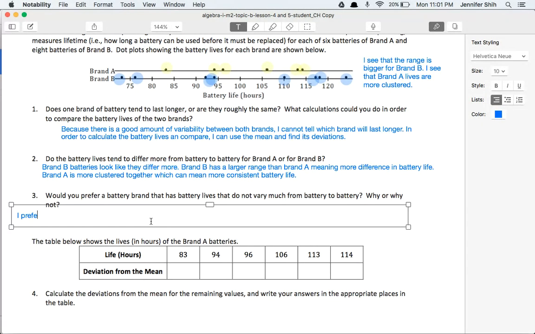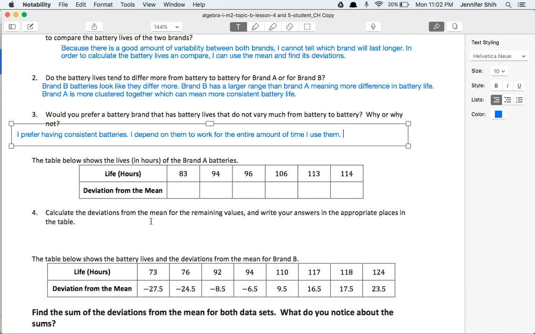Well, I prefer having consistent batteries. And I depend on them to work for the entire amount of time I use them. Which doesn't really make sense, but it makes sense to me. I do not want my phone battery to last 1 hour one day and 24 hours or 23 hours the next day. I'd rather know that it's always going to die at like 16 hours.